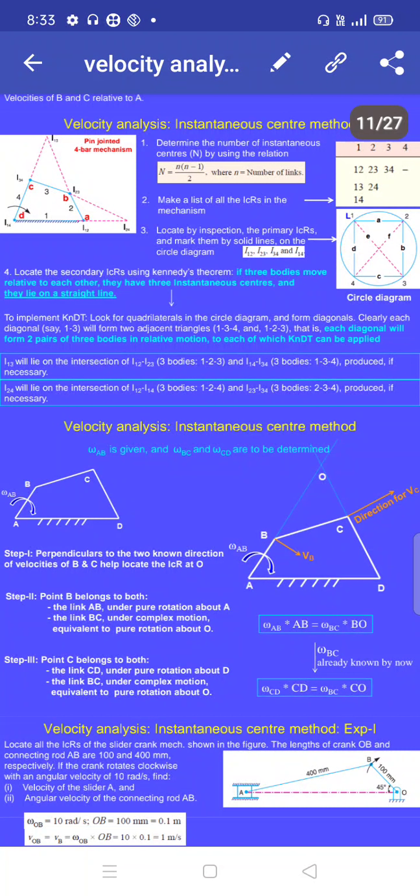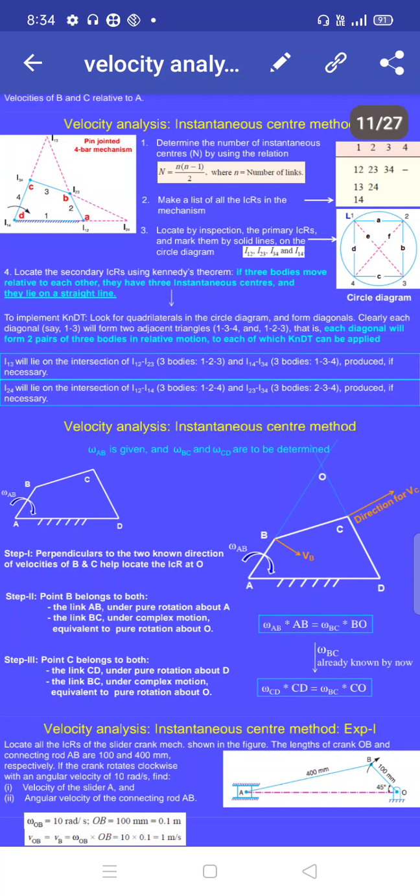Hi friends, we will see about velocity analysis with respect to the instantaneous center method. So we need to determine the number of instantaneous centers, capital N, using the relation. You know very well, N is equal to n into (n minus 1) divided by 2, and small n is the number of links specified.